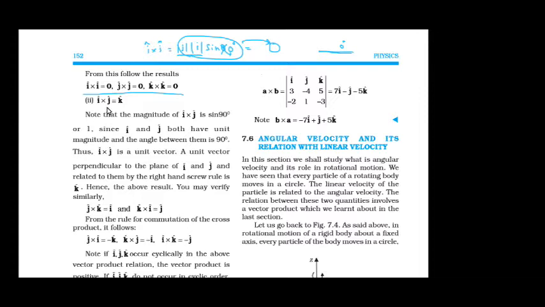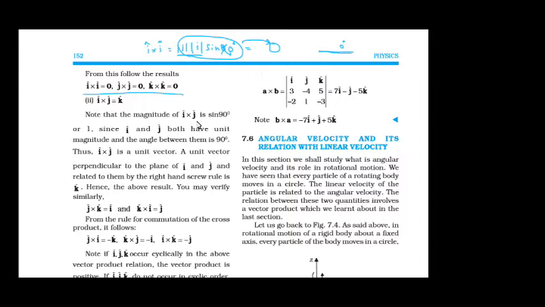Second thing, I cross J is equal to K. Here I represents the x-axis, J represents the y-axis. So what is the angle between the x and y axes? It is 90 degrees. So we can write the modulus of I cross J as modulus of I multiplied by modulus of J multiplied by sine 90 degrees. Sine 90 is equal to 1, and the modulus of a unit vector is 1, so 1 into 1 is 1.